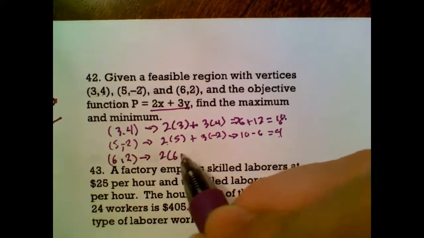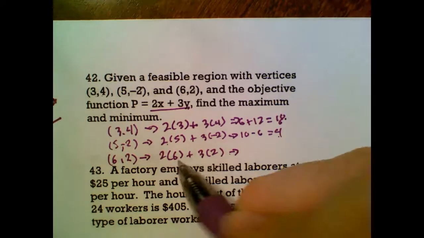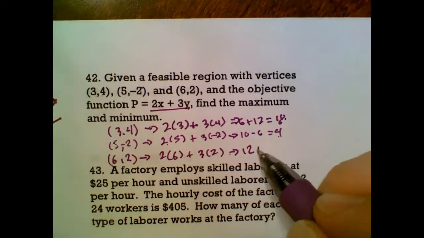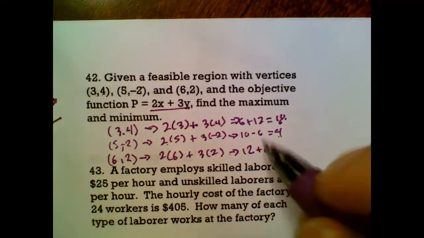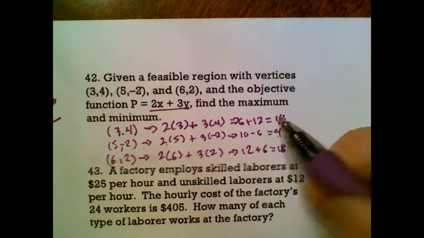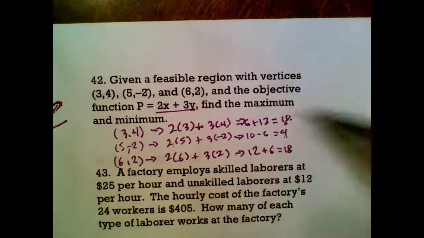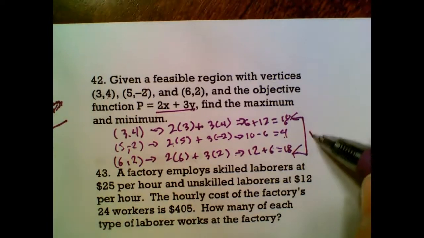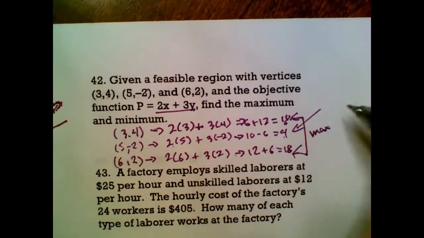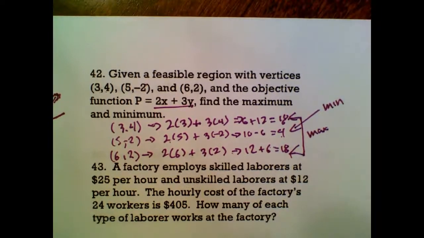So we'll plug that in, 2 times 6 plus 3 times 2. So 2 times 6 is 12, 3 times 2 is 6. Did I do that right? 2 times 6 is 12, 3 times 2 is 6, so this is 18. Okay, so it looks like we have a tie. Find the maximum and minimum. It looks like 3, 4, and 6, 2 will max out this objective. This is our max. And this one right here is our min. That will minimize the objective function right there.